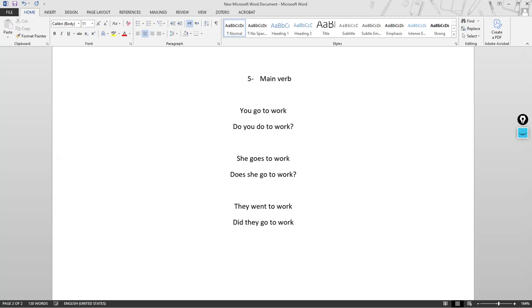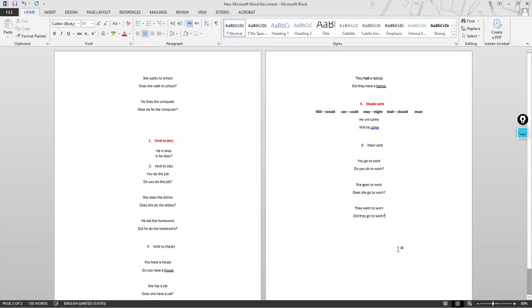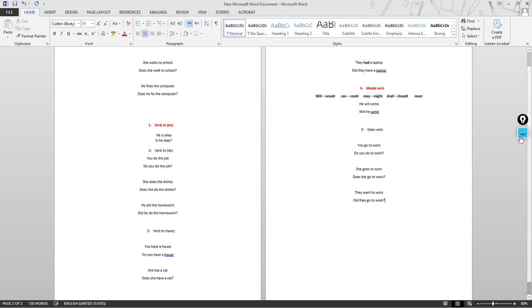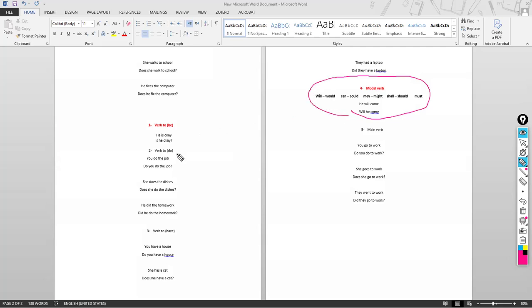Okay, Subhi. So let me summarize the rule and please don't forget it. Notice that with verb to be and with modal verb, you don't have to use the verb to do at all. Only you have to use do, does, did with verb to do, verb to have, and main verb. Okay. So please don't forget this rule because again, it is extremely important.